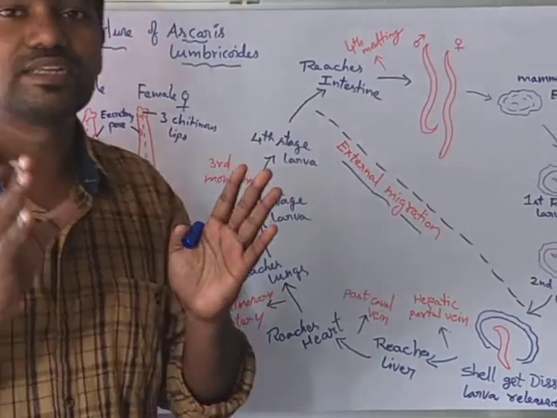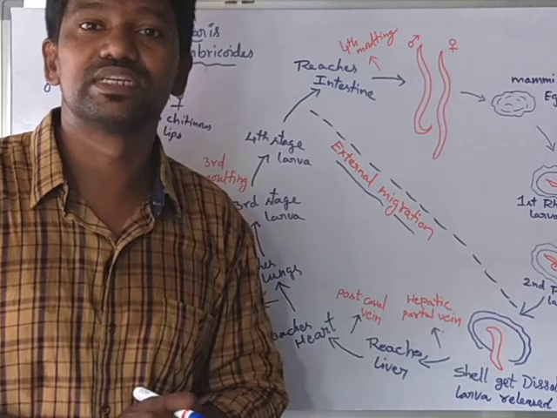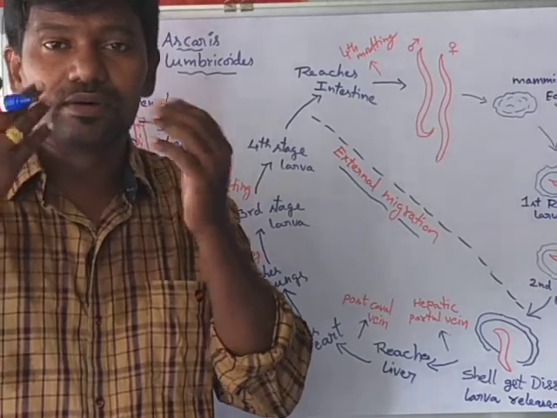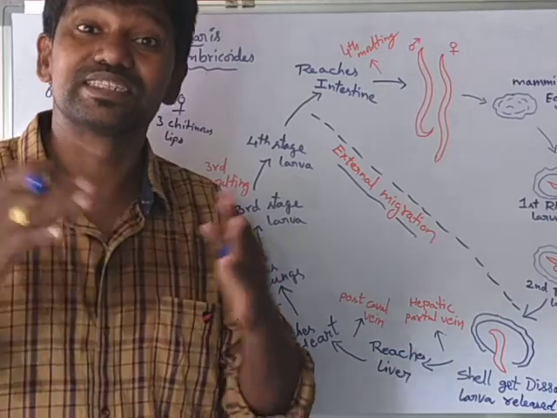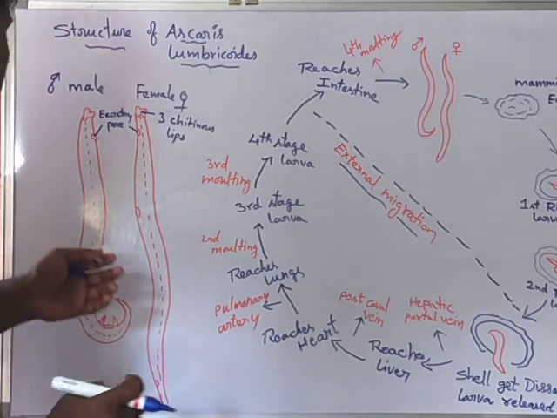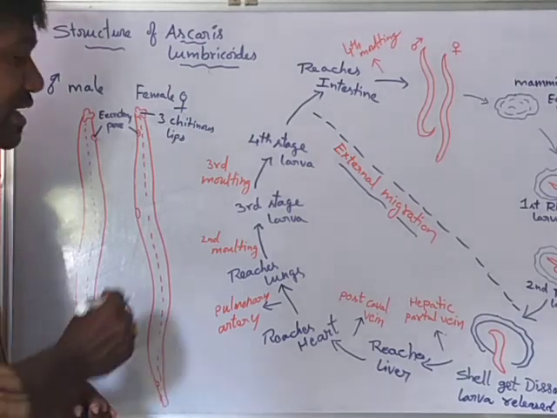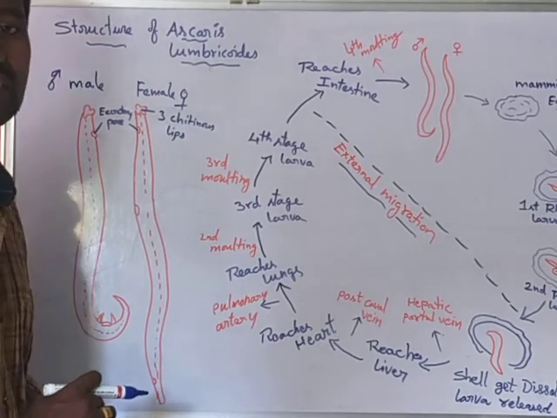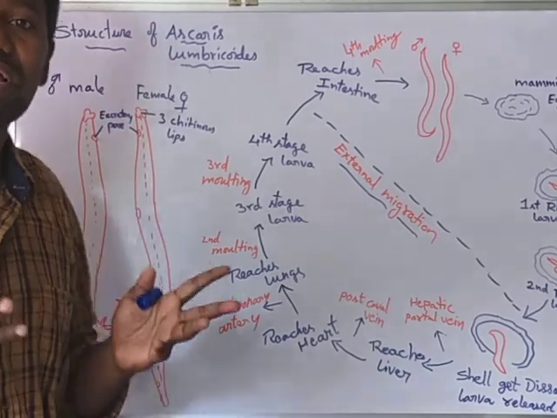Generally, Ascaris lumbricoides is a unisexual organism. They show sexual dimorphism. That means in Ascaris, male and female are separated. So sexes are separated, which is called unisexual. Ascaris lumbricoides are elongated and cylindrical structures, creamy white in color.